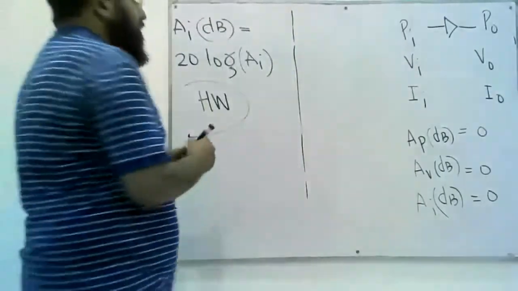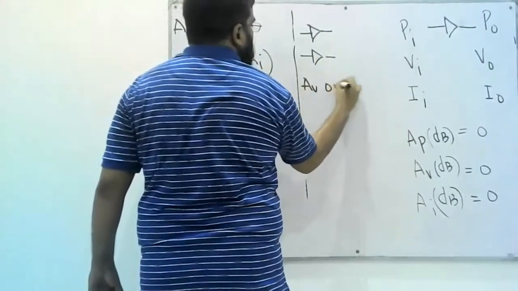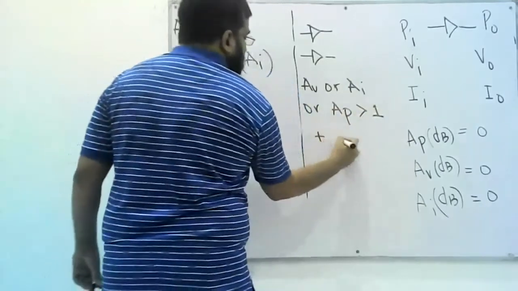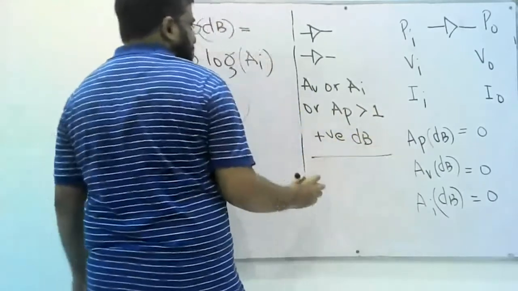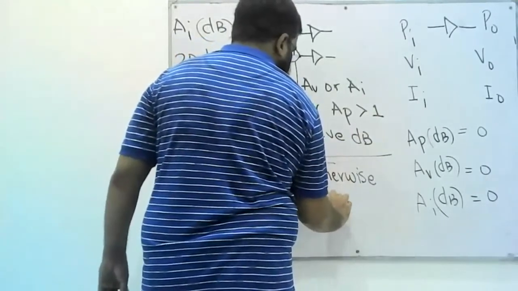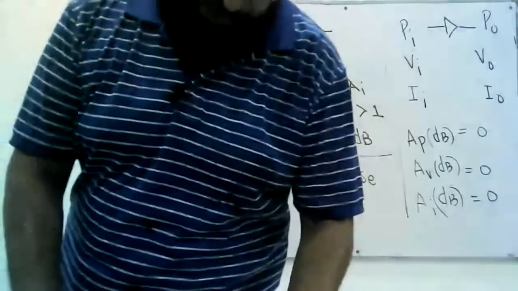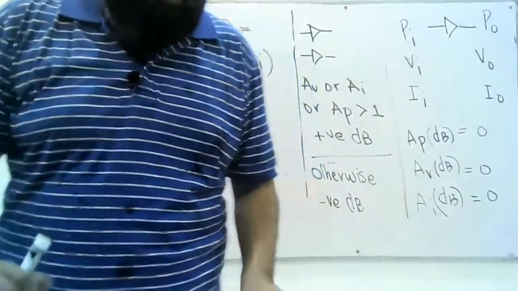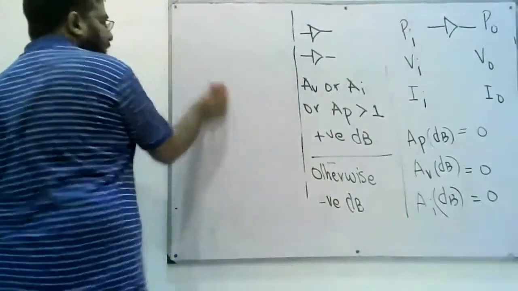And for amplifiers whose gains AV or AI or AP are greater than 1, we have positive dBs, and if they are smaller than 1, we have negative dBs. If gain is less than 1, this means the output is less than the input. In that case, we have negative dBs.